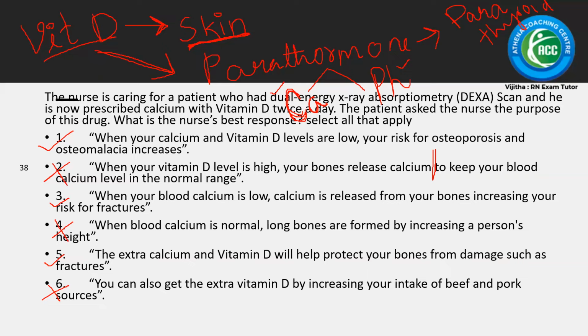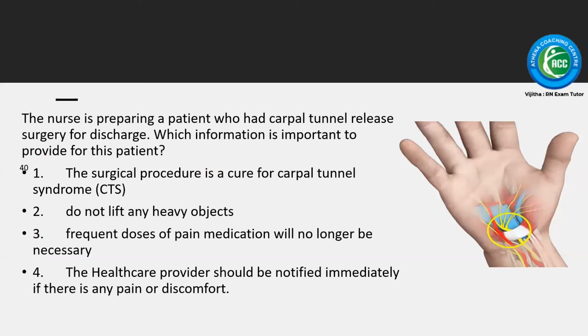Okay, fine. Next. The nurse is preparing a patient who had carpal tunnel release surgery for discharge. Which information is important to provide for this patient? The nurse is preparing a patient who had carpal tunnel release surgery and the patient is getting discharged. Which information is important to provide?